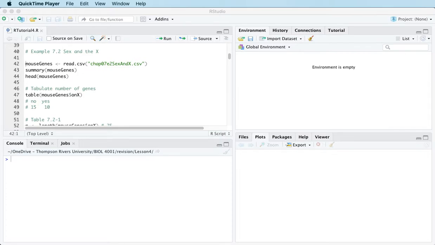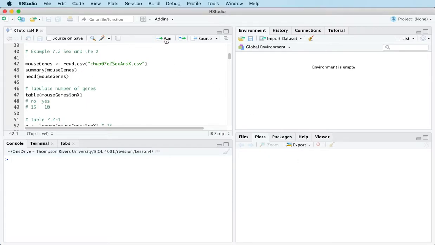In the last video we looked at the binomial distribution, and in this video we're going to use that binomial distribution to do a hypothesis test for a population proportion. So the example is on mouse genes, and we can take a look at the data that we're working with.